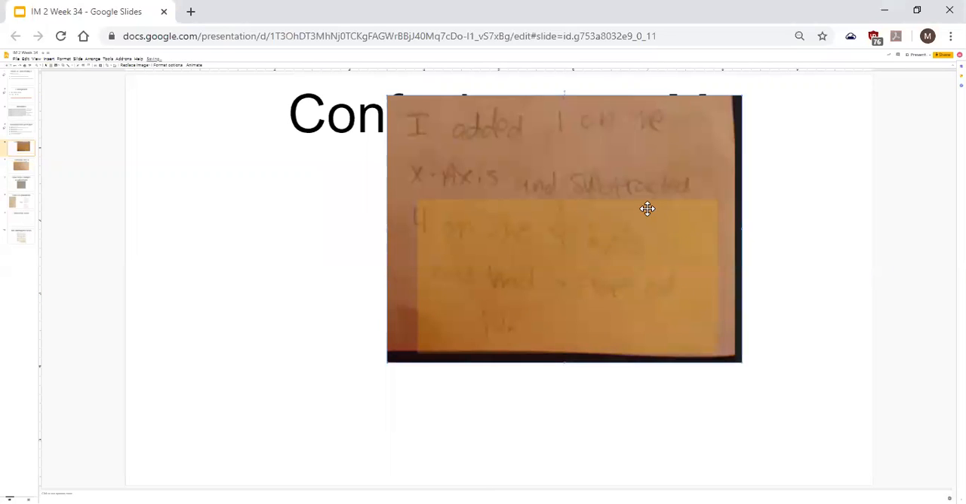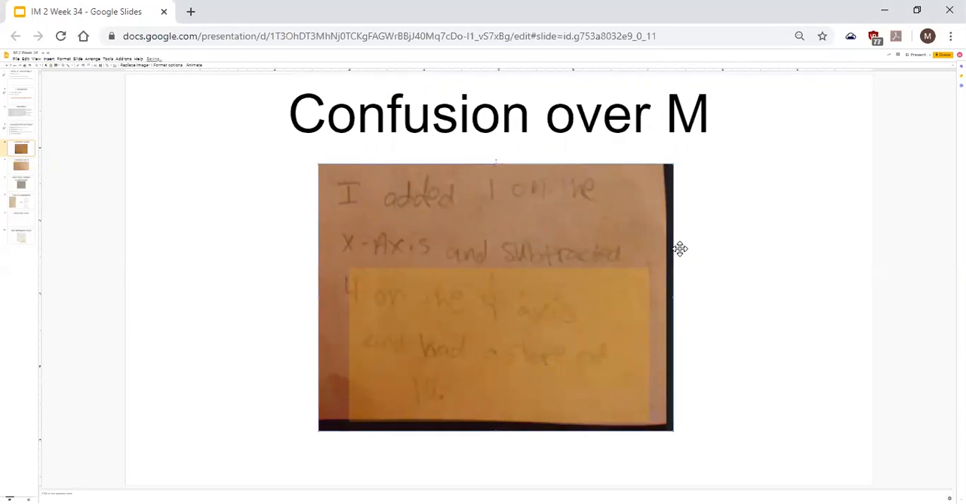Go ahead, Sandra. Can you explain what the error is? Is it because you never explained how we got the slope? Okay, what do you think the slope should be based on this work right here? They're talking about I added 1 on the x-axis and subtracted 4 on the y-axis. Based on that information, what should the slope be? 4? Yeah. It's actually -4 because they subtracted 4, right?